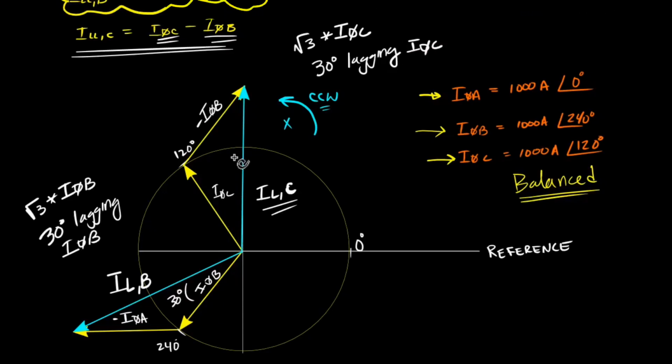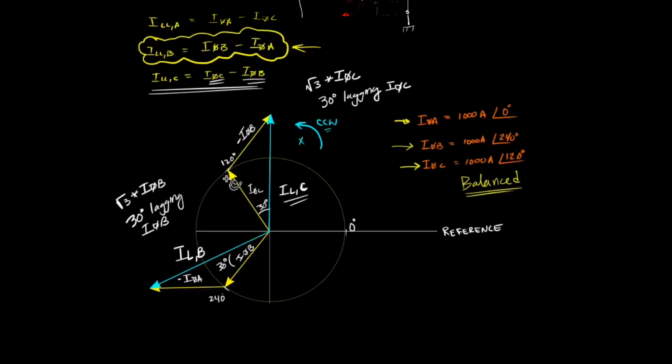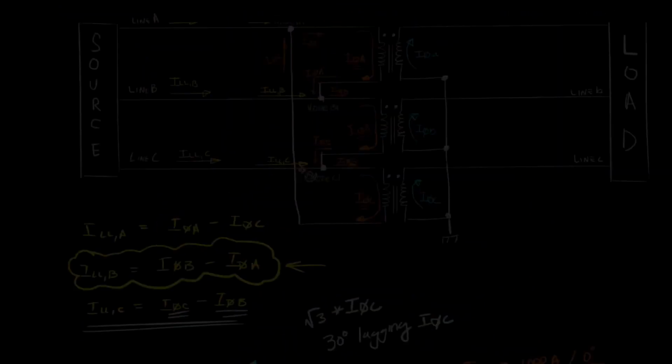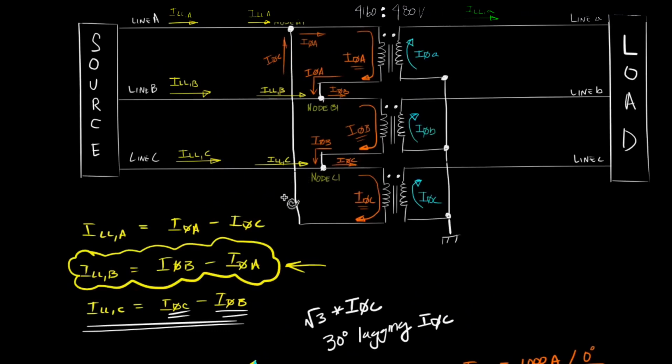As they all rotate in the counterclockwise direction, there's a 30 degrees phase shift between phase C current and line current C. So what we're saying essentially is that line current C, which is going into node C1, if we compare it with phase current C, which is going to winding C of our delta connected transformer, we will see that the line current is square root of 3 times larger than this particular phase current, and it also has a 30 degrees phase shift for this delta connection compared to this particular phase C current.